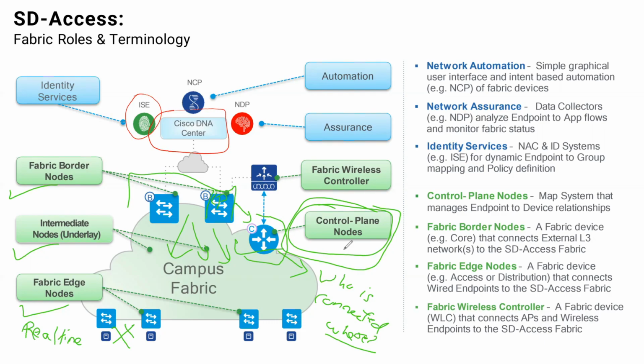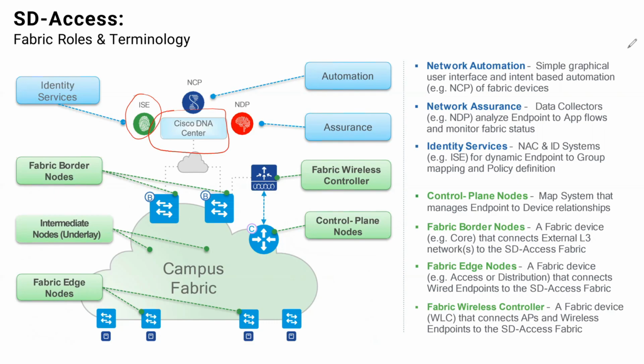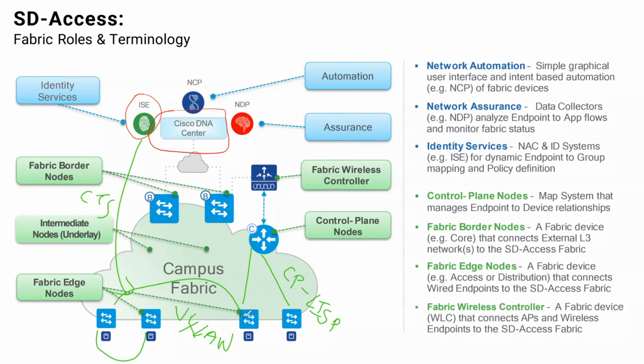Okay, so Lisp is the protocol for that, right? Lisp is the control plane protocol, and VXLAN is the data plane protocol, and CTS is the policy plane protocol, the Cisco TrustSec. Okay, okay. So this is CTS. This is control plane with Lisp, and this data plane is VXLAN, the underlying protocols.